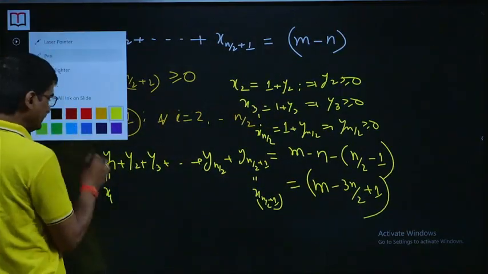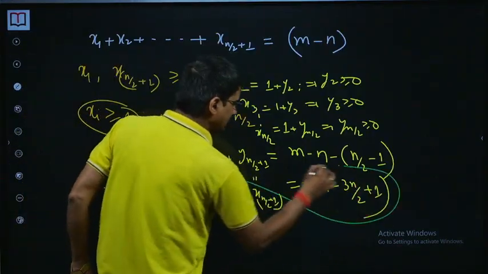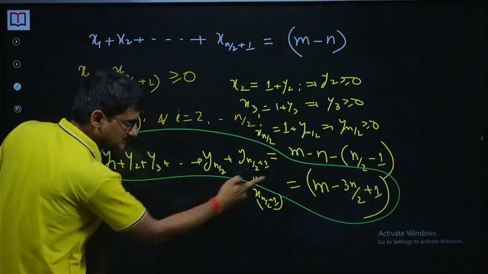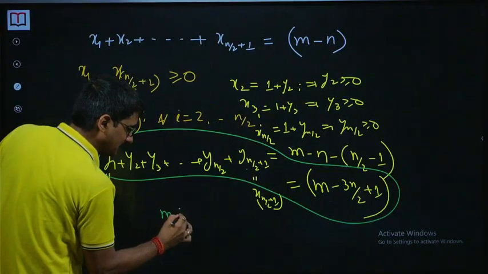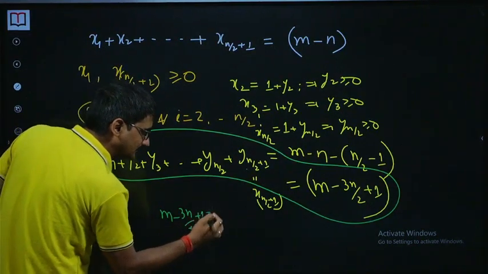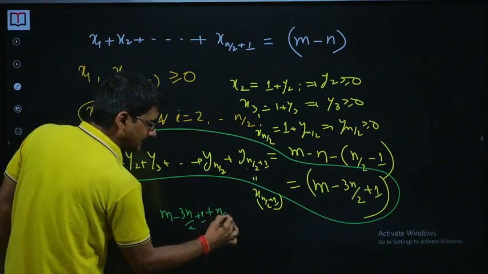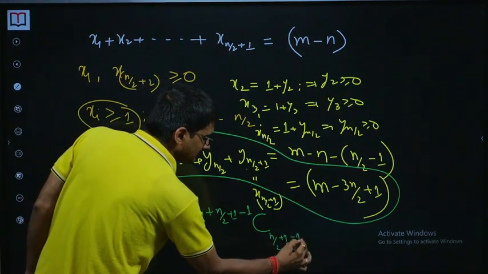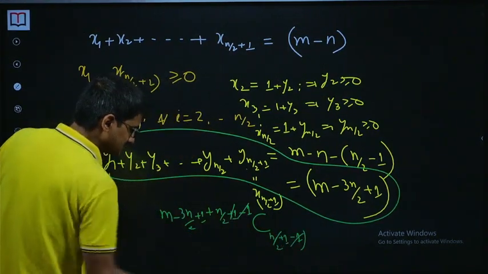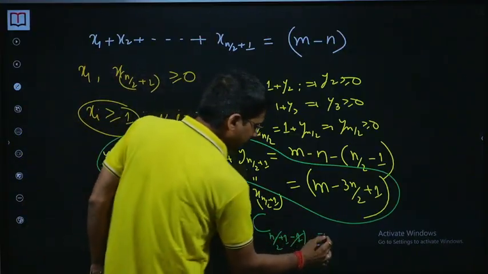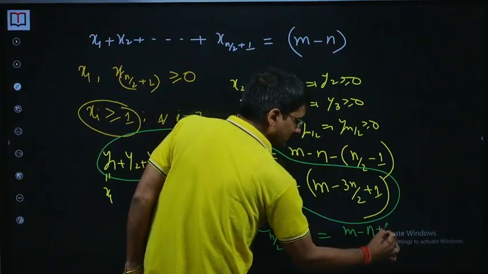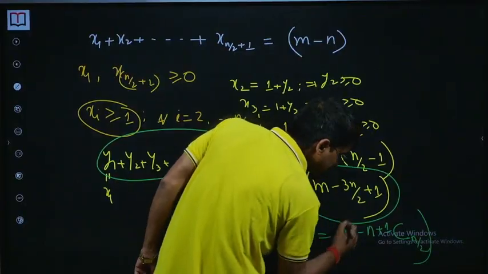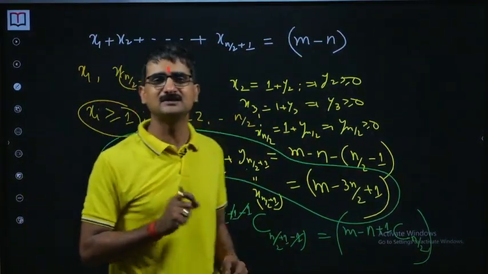Now, what are we looking at? We are looking at, again, the number of non-negative integral solutions. So the number of solutions are, number of variables is this, the sum is that. So m minus 3n by 2 plus 1, plus the number of variables n by 2 plus 1, minus 1, C n by 2 plus 1 minus 1. This is gone, this is gone. So it is m minus n plus 1 C n by 2. That's the number of ways of selecting the chairs.